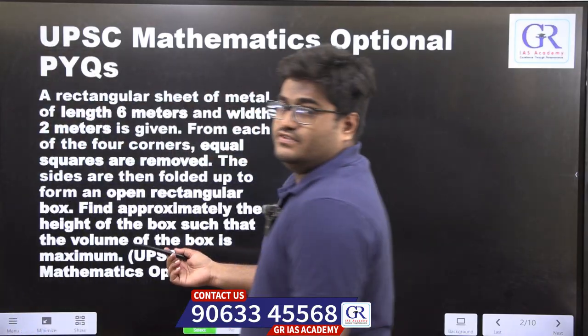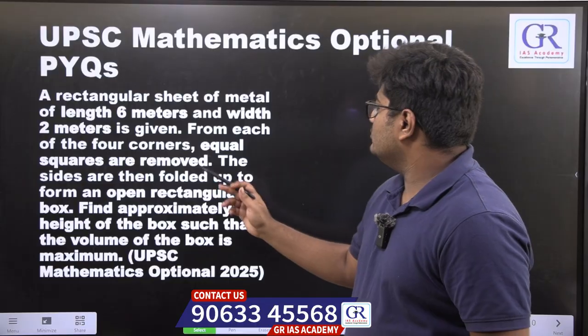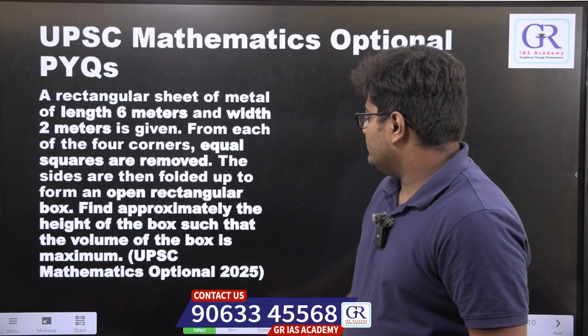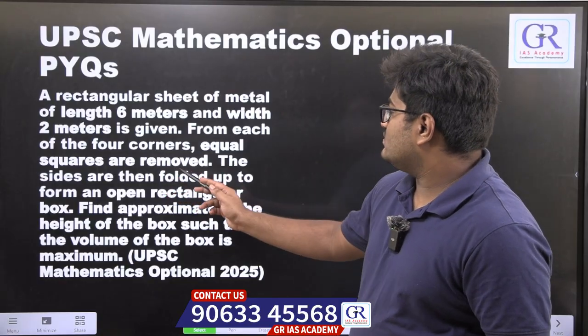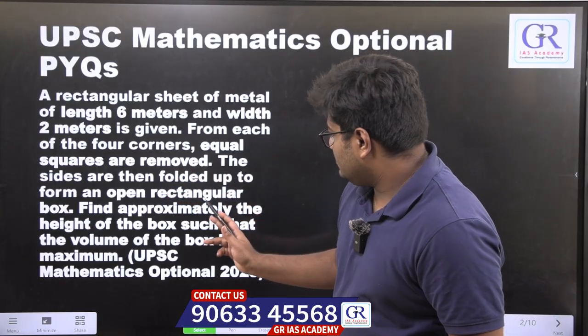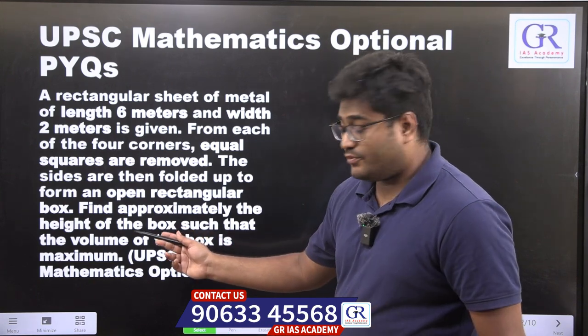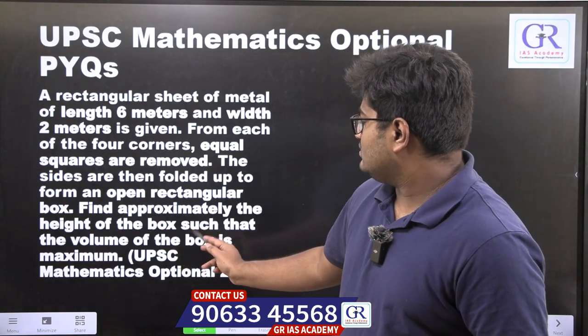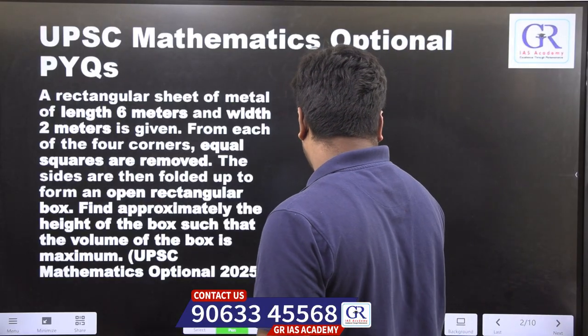So the first question is, a rectangular sheet of metal of length 6 meters and width 2 meters is given. From each of the four corners, equal squares are removed. Then the sides are folded up to form an open rectangular box. We need to find approximately the height of the box such that the volume of the box is maximum. Okay, let's go.